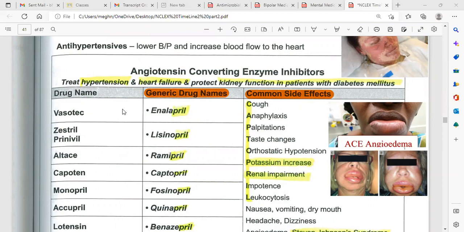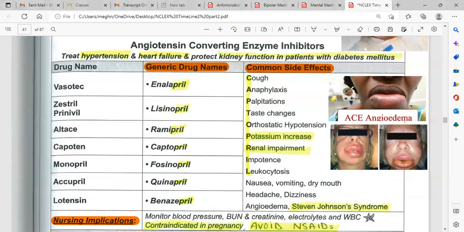So now, what is the drug list? Most common are enalapril, lisinopril, ramipril, captopril, fosinopril, and also benazepril. If you ask me, do I need to know all of the drugs' names? The answer is yes. But how do you make it easy? Every drug's ending is pril: enalapril, lisinopril, ramipril, captopril, fosinopril, benazepril, all end in pril.